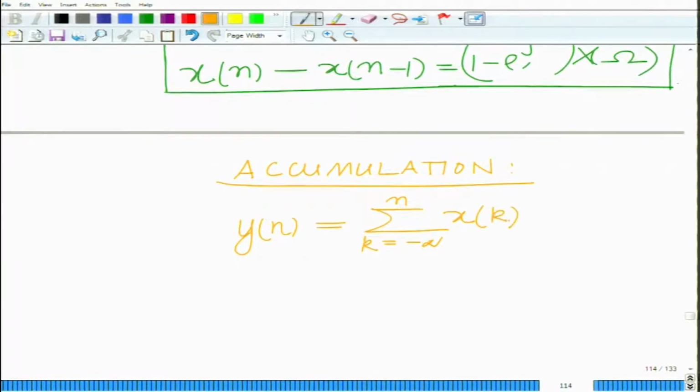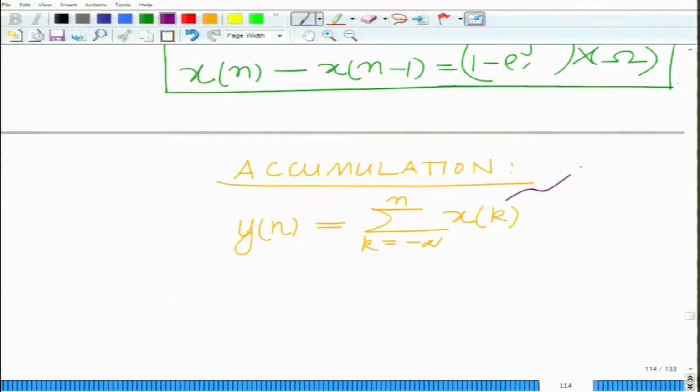That is, you are accumulating all the samples of the signal x k until sample n. You can see this is very similar to the integrator, which basically integrates the input signal x t. In analog time, the corresponding system for a continuous time signal is the integrator. So, it integrates or accumulates the signal up to a certain time. In discrete time, we are accumulating all the signal samples. Basically, in continuous time, that is the integral from minus infinity to t of x t dt. So, this is similar to the integrator.